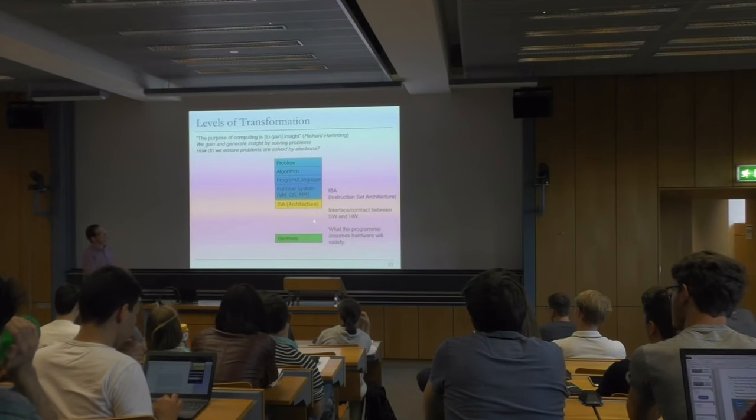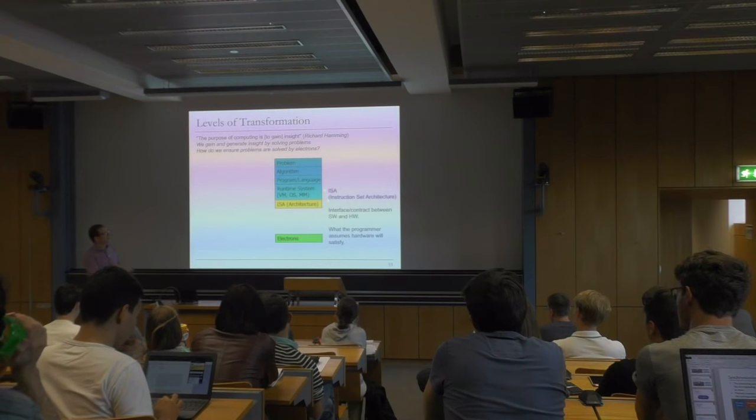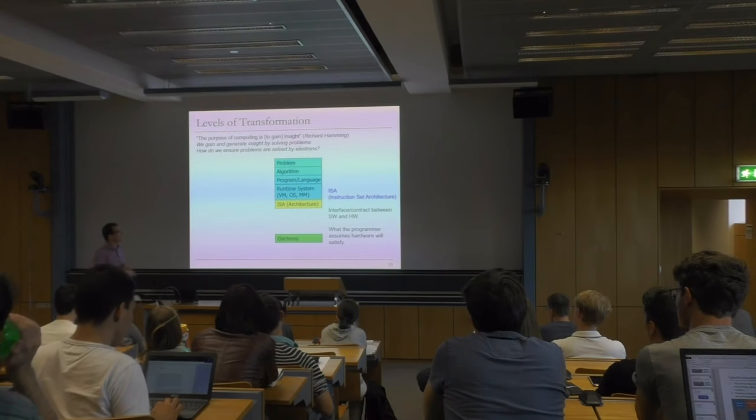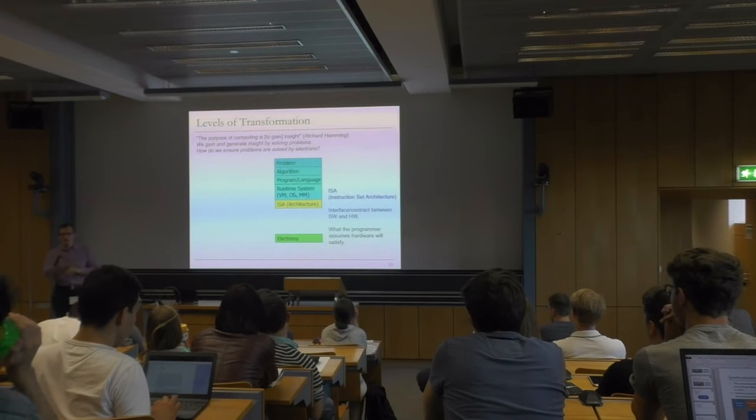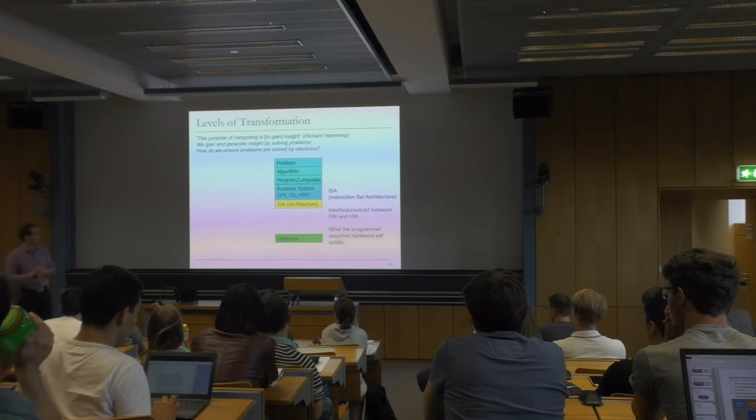It's basically the interface or contract between the software and the hardware at this point. That's why it's yellow over here. It's really what the programmer assumes the hardware will satisfy. We're not going to cover as much of this in this course. We covered a lot of it in the digital logic course.